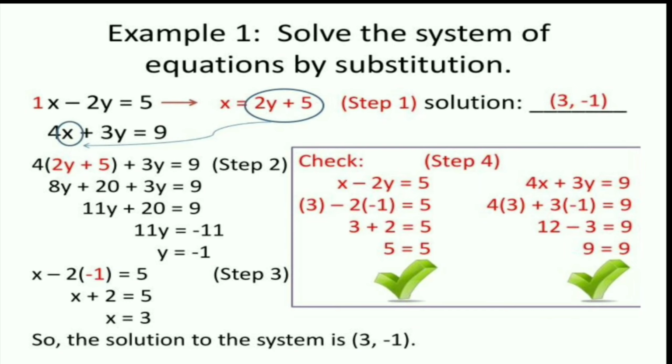What is the value of x? 3, we need to put here. The value of y is minus 1, put here. Minus minus is plus, so 3 plus 2 is 5. So we can see the right side is equal to the left side. That's why our solution is true.